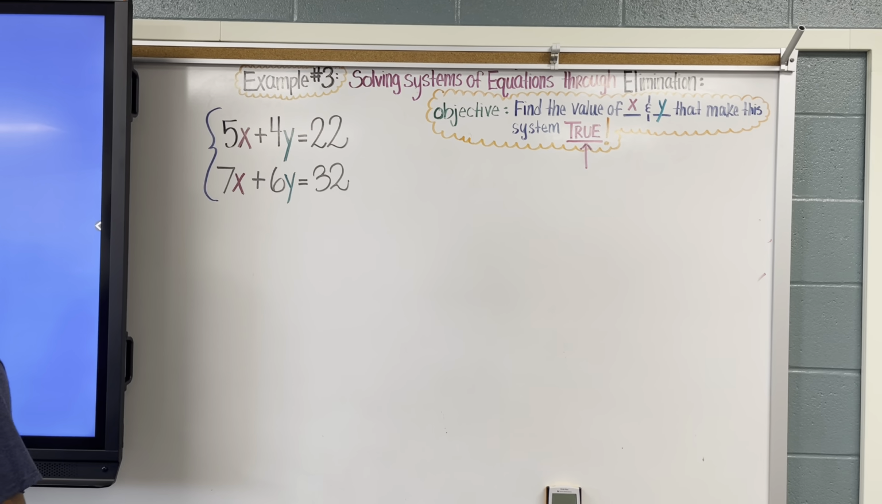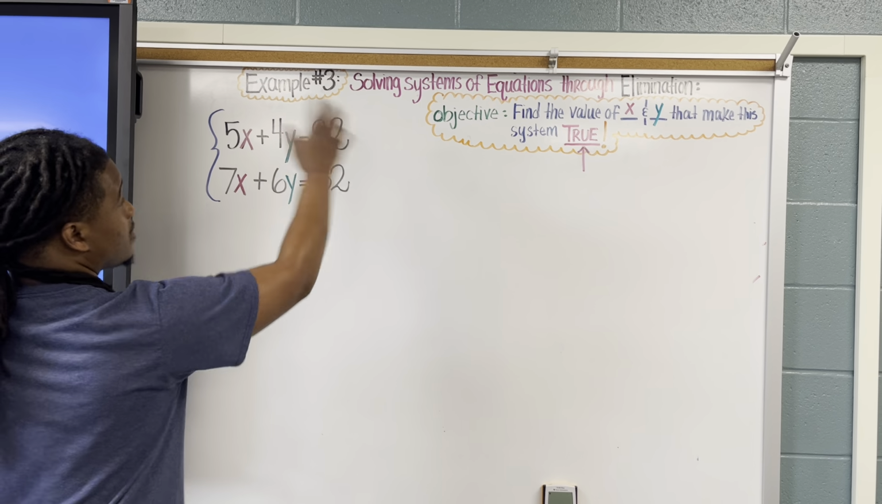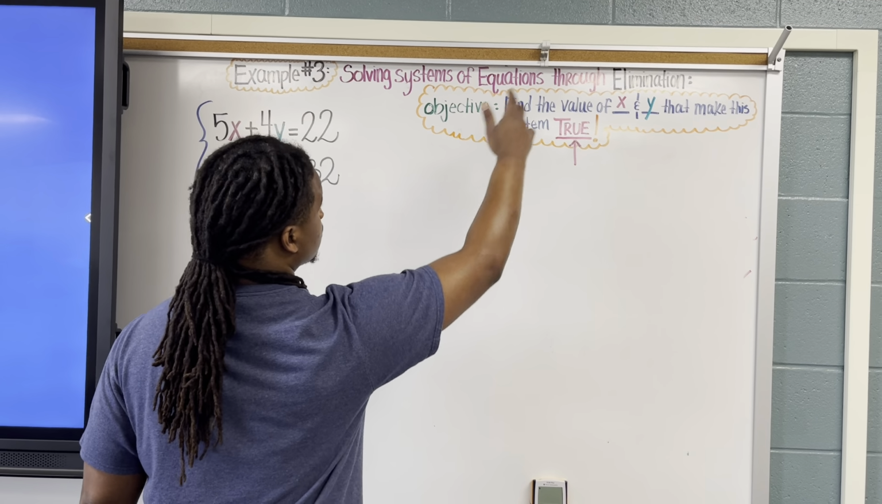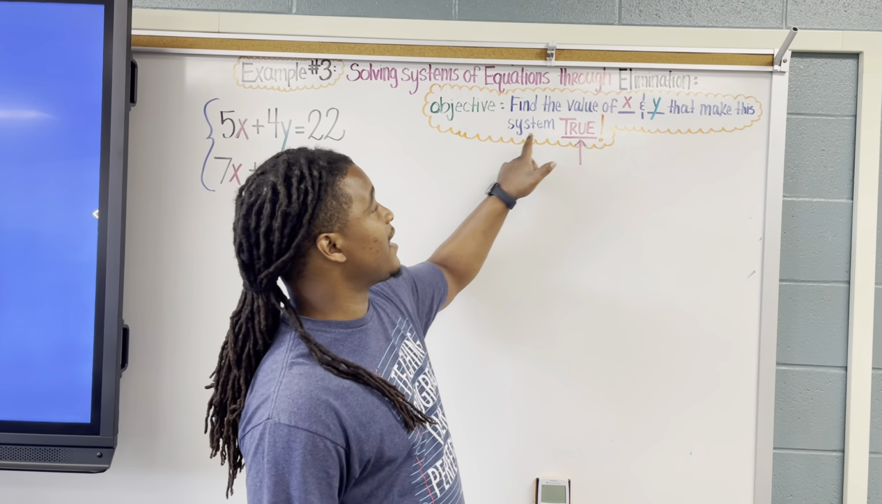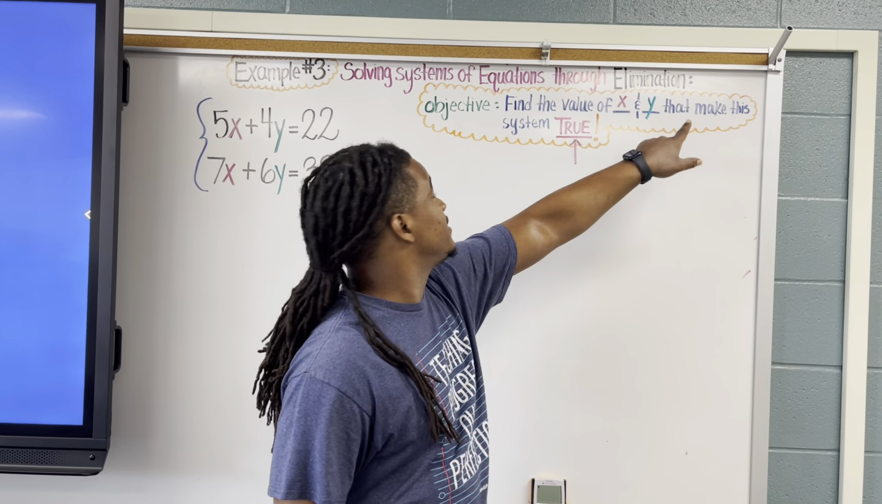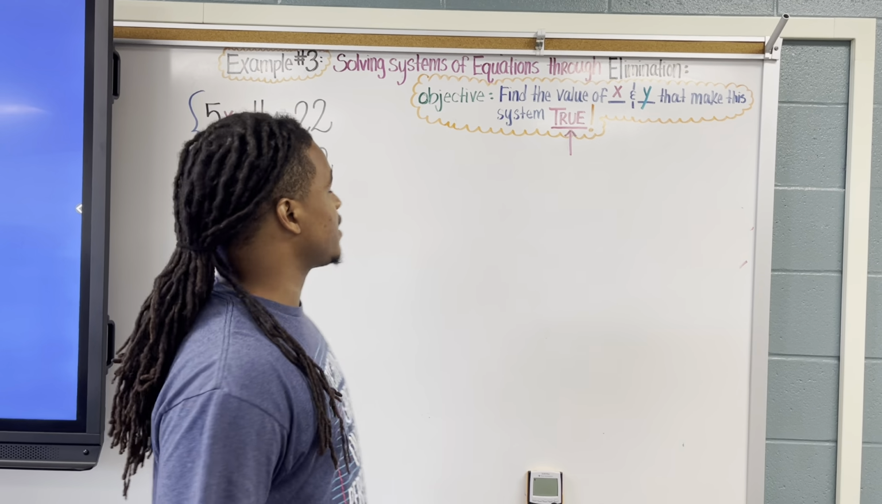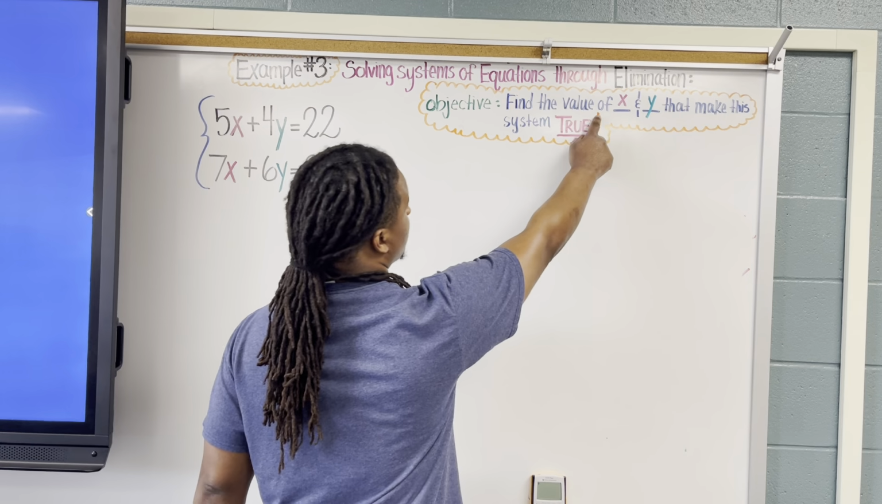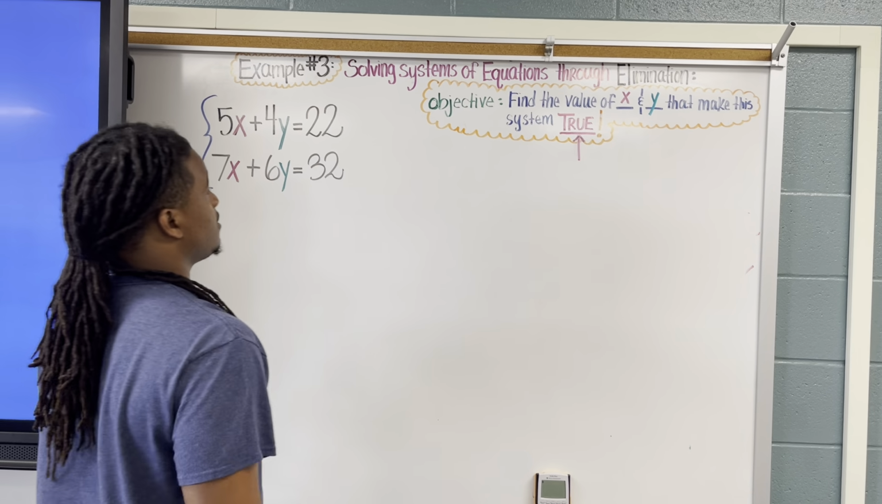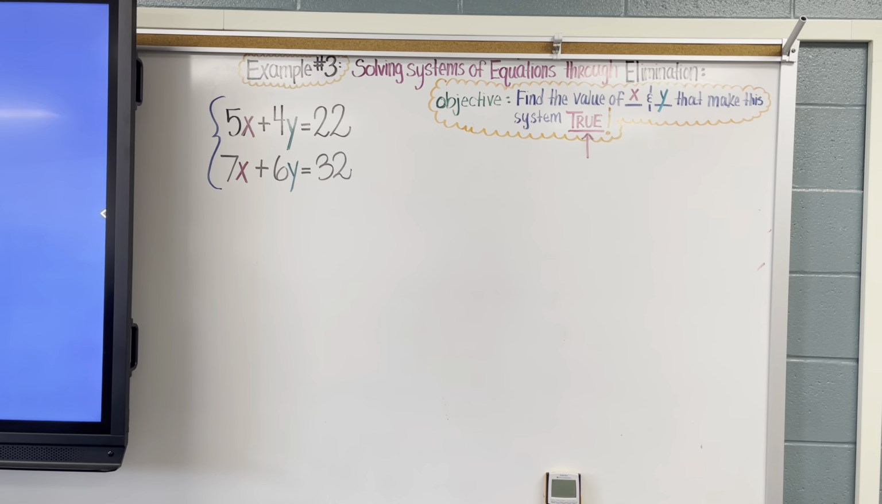Today I want to go over example 3 of how to solve systems of equations through the elimination process. Basically, the objective is for us to find the value of x and y that make this system of equations true, okay? Once again, our objective in this particular situation is to find the value of x and y that makes this system of equations true.